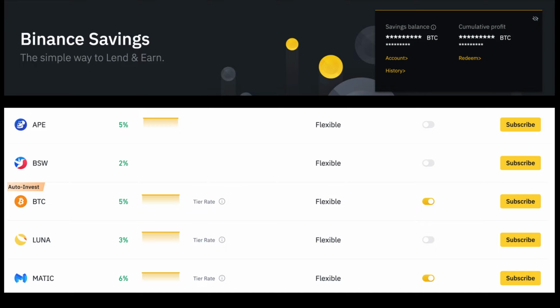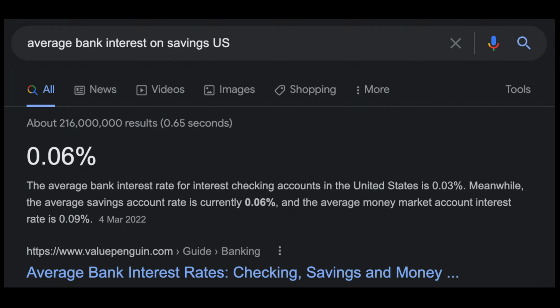And so it works basically the exact same way as your bank savings. And I looked up the average bank interest on savings in the US, and it's actually 0.06. So these rates that you get on Binance savings are actually insane compared to this, and of course they are in crypto. So if the price of that crypto goes up in time, you have more of that crypto, and so it compounds with the inflation of the assets.